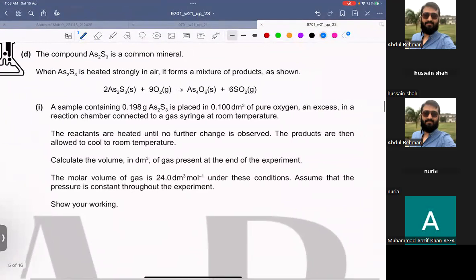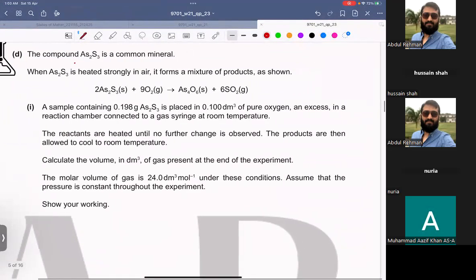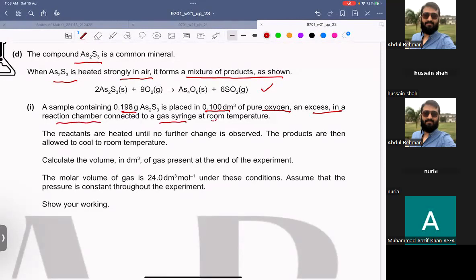Now next part. The compound As2S3 is a common mineral. It is heated strongly in air. It forms the mixture of products as shown. Here we have an equation as well. The sample containing 0.198 gram of arsenic sulfide is placed in 0.1 mole per dm cube of pure oxygen in excess in a reaction chamber connected to a gas syringe at room temperature.